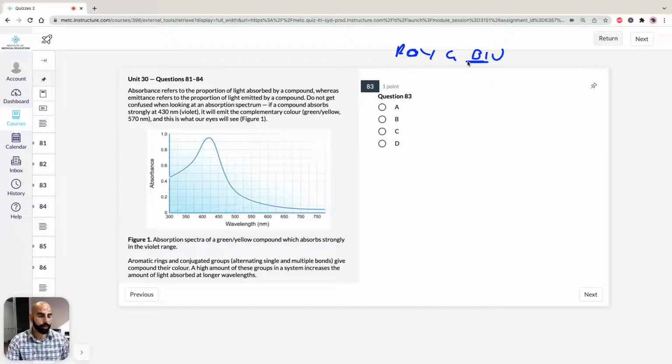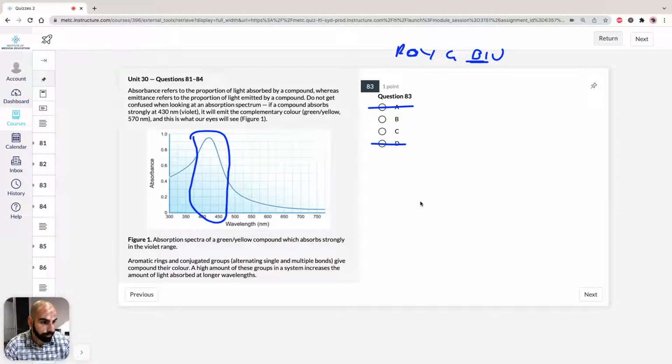So we know it should be a blue color absorbing. So straight away by looking at 83, we can knock off our A and D because they're referring to a red absorbance. We're not going to be absorbing at the red end, we're going to be absorbing at the blue end. So it's kind of like here. We're going to be absorbing in this region here. So we've got that out of the way.